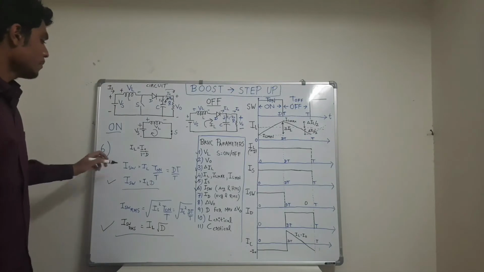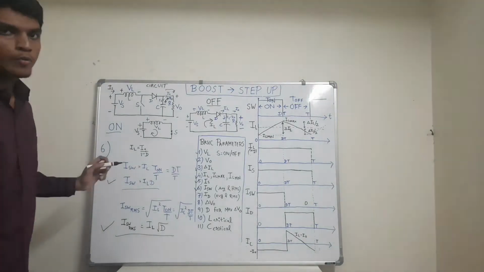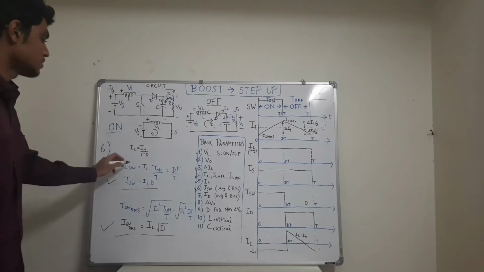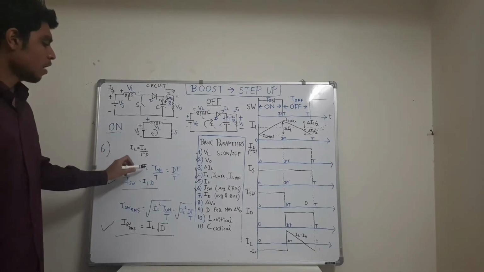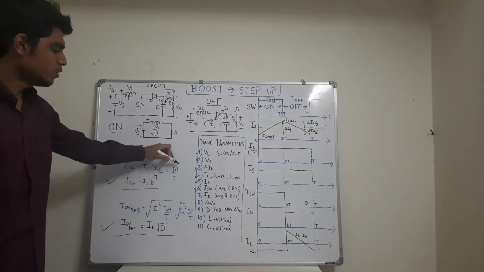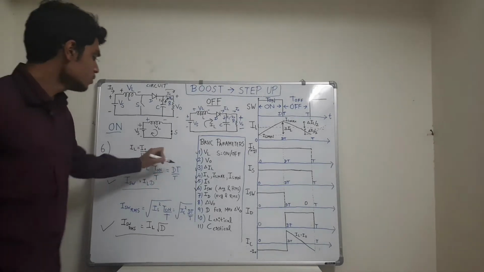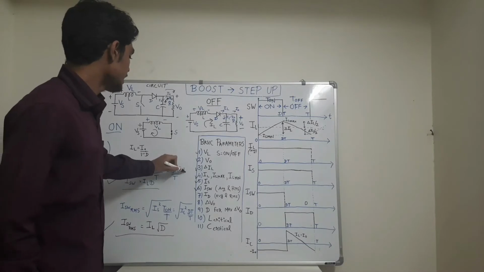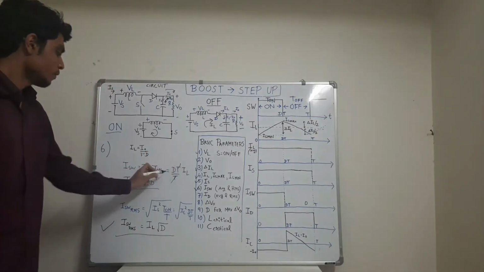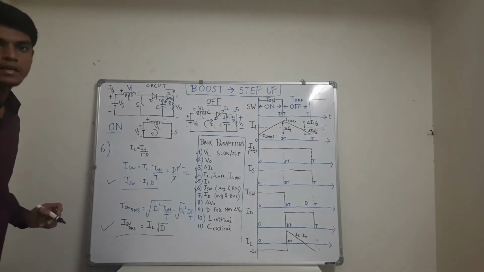Hence the RMS value and average value we will calculate. So the first thing is the average value I_SW. I_SW equals (1/T) ∫ I_L dt over the on time, that will be equal to (1/T) into I_L into dt. So T and T will be cancelled. So we will get I_L into D.